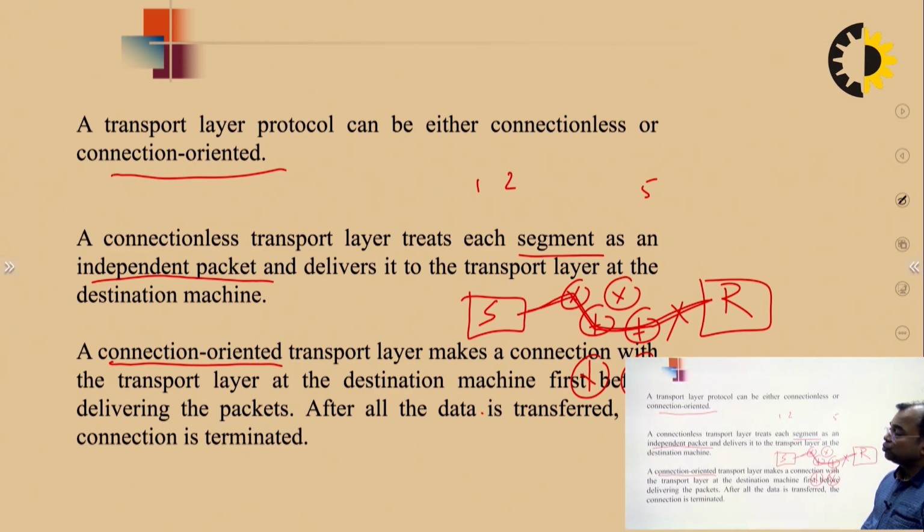So we have two types of data sending in this layer. One is connectionless, another is connection oriented. Clear?